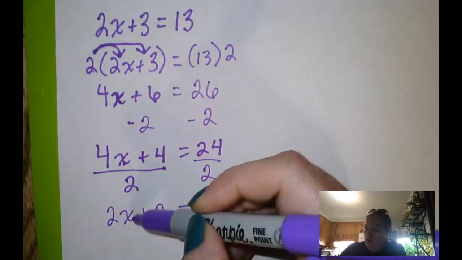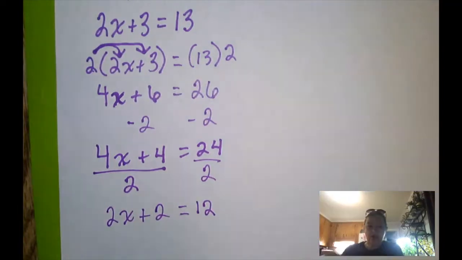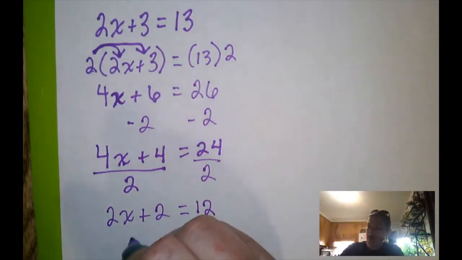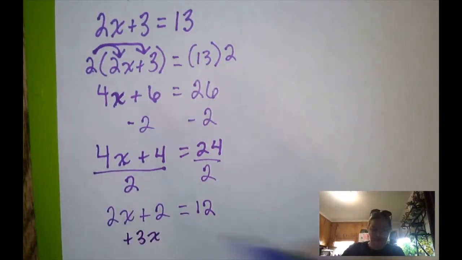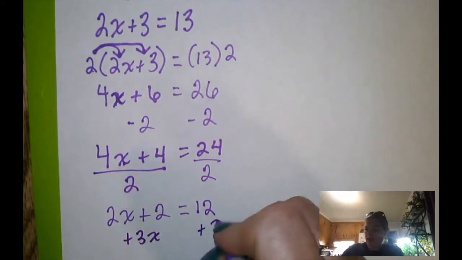Okay, if I put 5 in here, I still get 12. So it is still working. Well, what if we add some variables? So let's say on this side I add 3 x's, and I add 3 x's to this side.